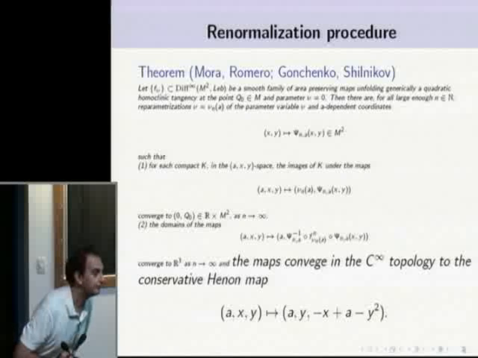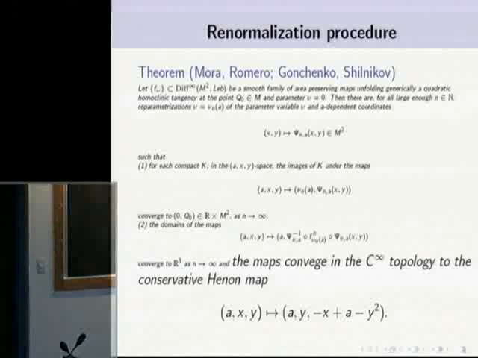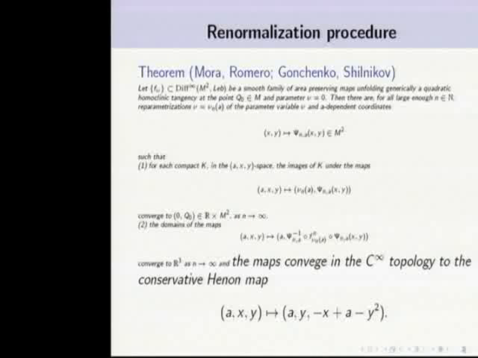Say it again. No, sorry. A is a parameter, so A is fixed here. So you have a one parameter family of two-dimensional maps.